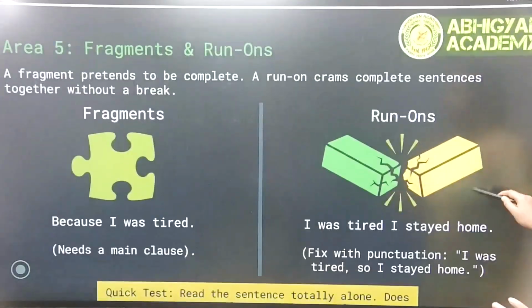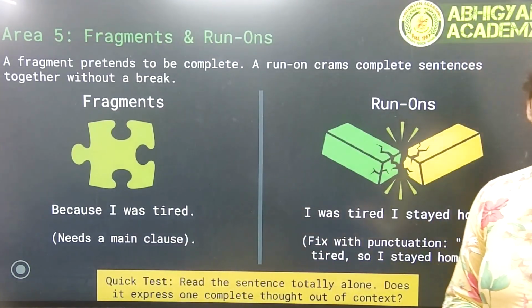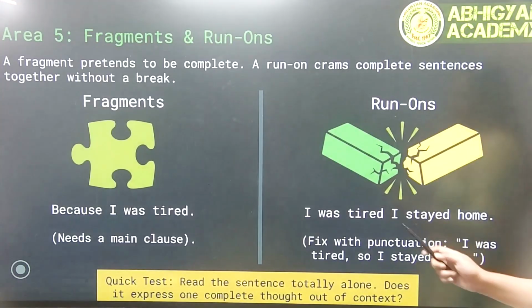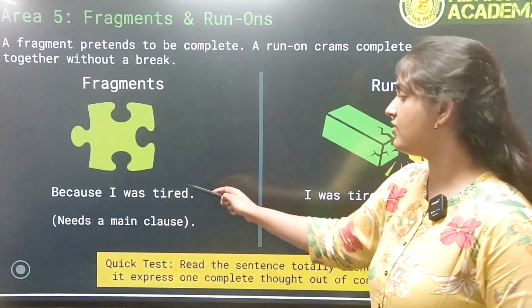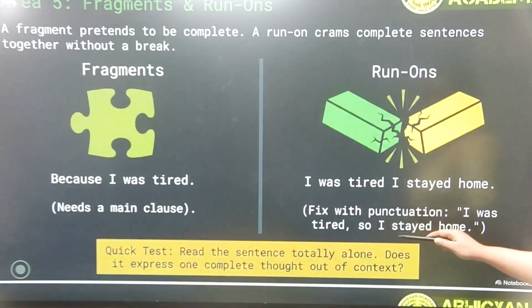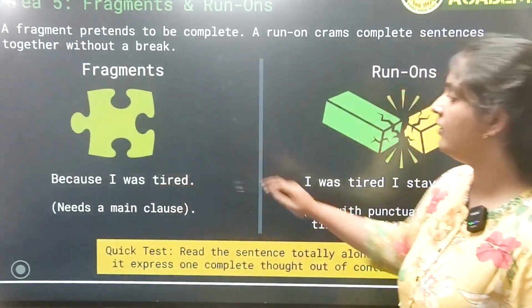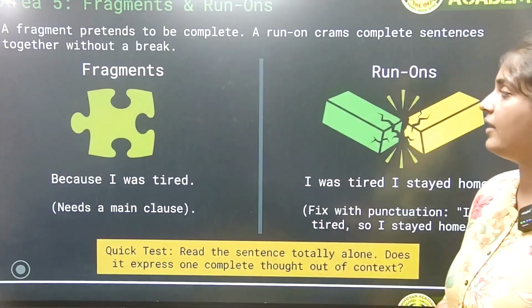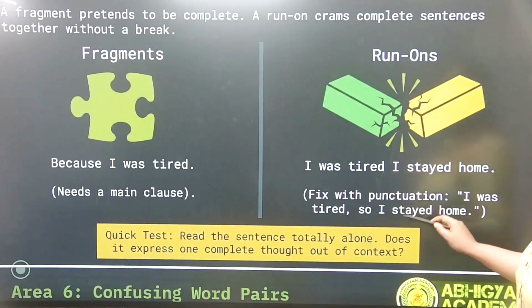Next is fragments. Sometimes कुछ sentence है, it's just a small part of a larger sentence, but it does not make sense. Because I was tired. This does not make sense. You have to add something, or you have to see what is wrong. I came late because I was tired. That's a full sentence.